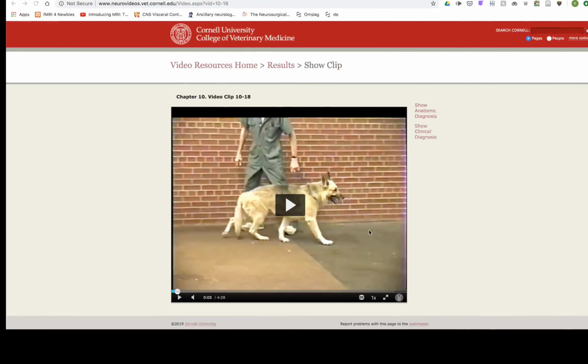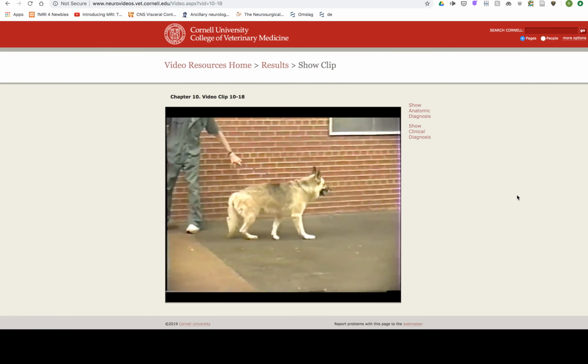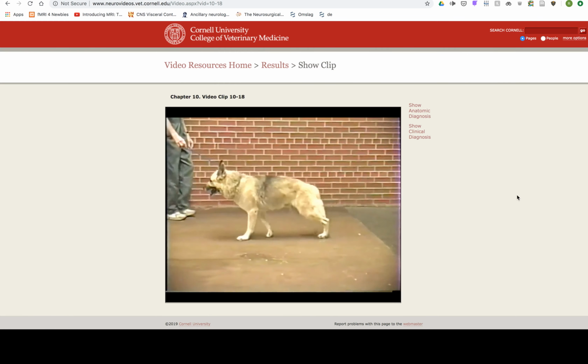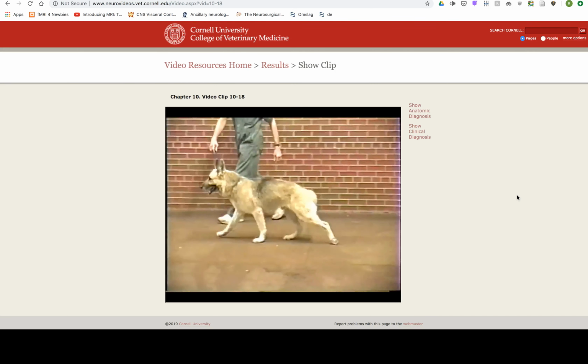Case example 10-8. Signalment: an 8-year-old castrated male German Shepherd dog, Sparky. Chief complaint: difficulty walking with the pelvic limbs. History: the pelvic limb dysfunction had been slowly progressing for about 5 months. His walking was better on some days than others.